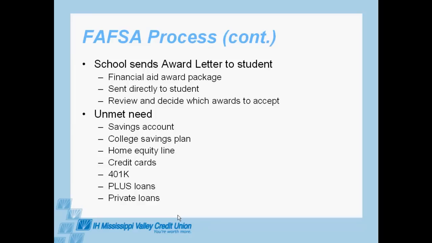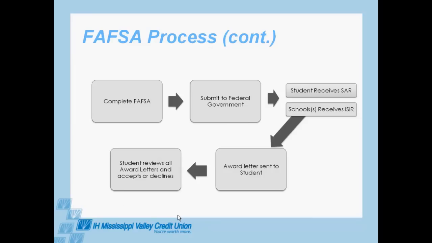So to kind of summarize everything we've talked about over the last couple slides, you're going to complete your Free Application for Federal Student Aid. You're going to submit it to the federal government. You'll receive a Student Aid Report that summarizes all the information. The school will receive an Institutional Student Information Record that summarizes all the information on your FAFSA. They will use that along with your application to create an award letter. You will receive the award letters, and then you'll decide which ones to accept or decline from the various colleges and universities that you applied to.